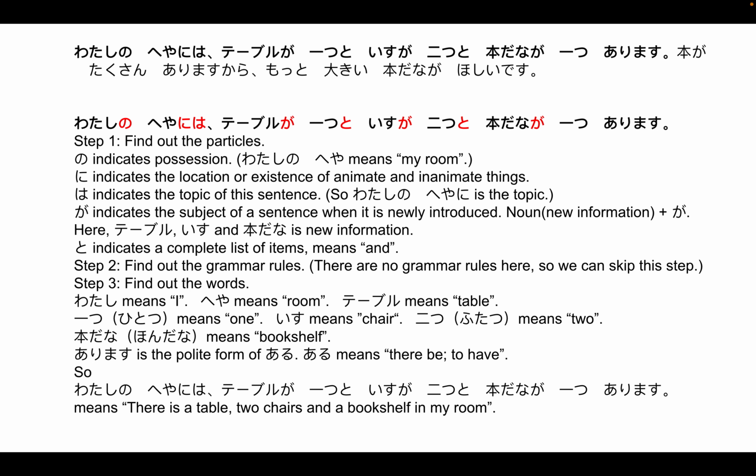Let's see step 3. 私 means I. 部屋 means room. テーブル means table. 1つ means one. 椅子 means chair. 2つ means two. 本棚 means bookshelf. あります is a polite form of ある. And ある means there be, to have. So this sentence means there is a table, 2 chairs, and a bookshelf in my room.